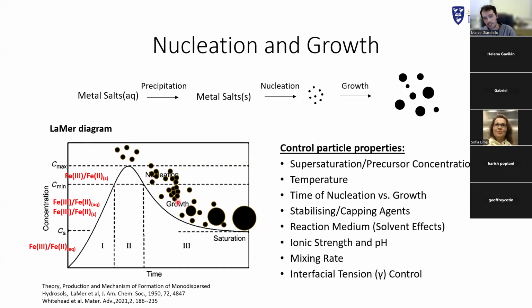You can have capping agents to trap the growth or trap the shape of your particle. That's the other thing that can go. The solvent would have an effect, the ionic strength and the pH, because if you change pH, it triggers the formation of your precipitation at a different rate. So you change your pH, you would have a different rate.